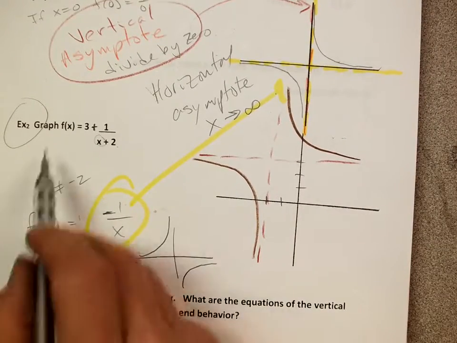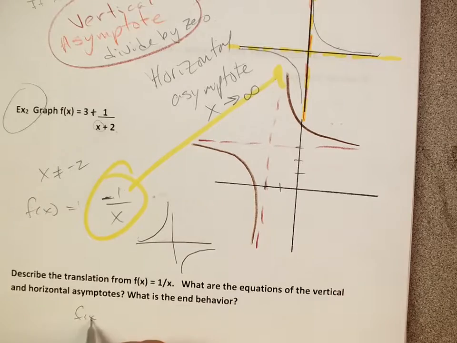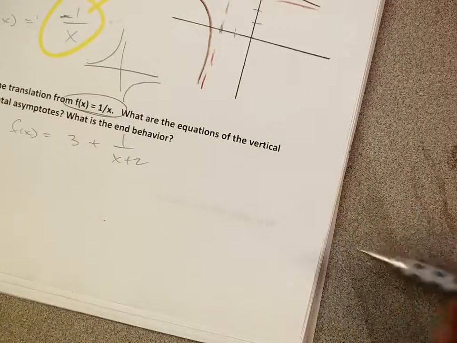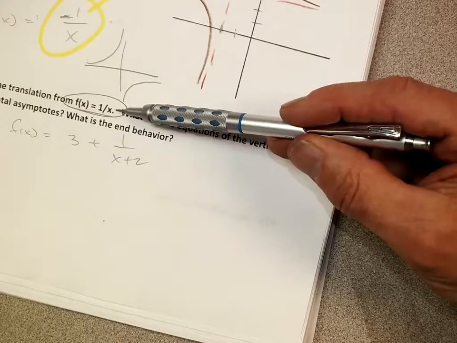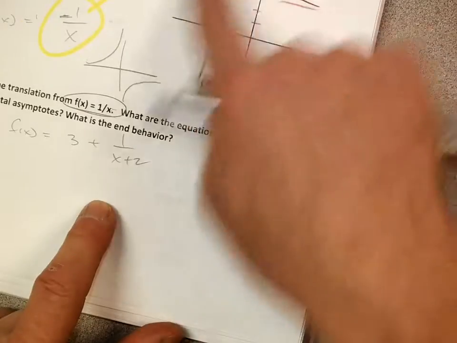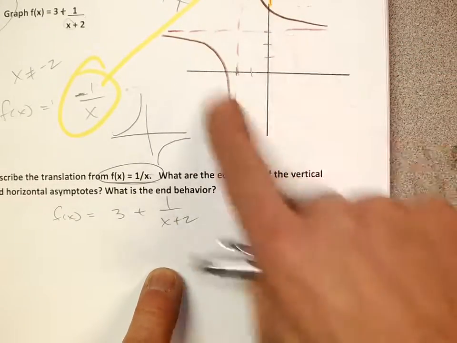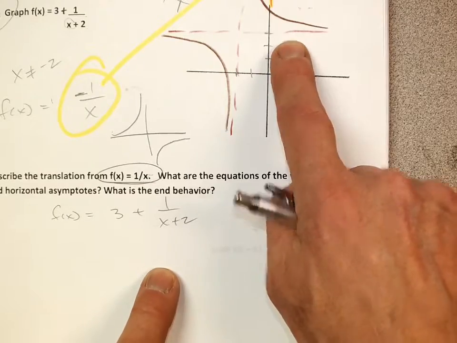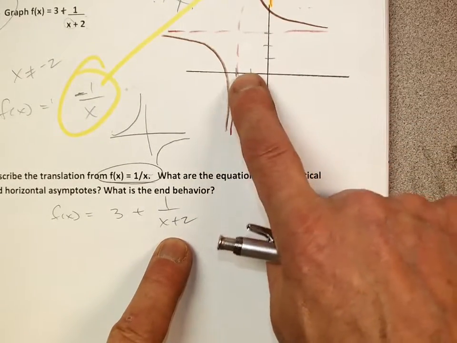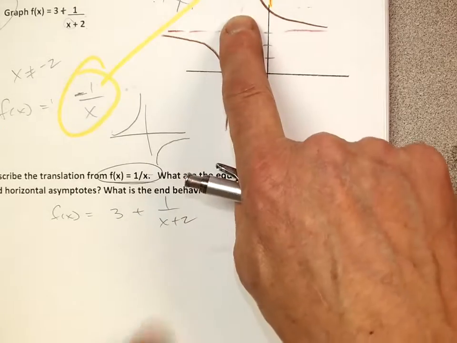Now, let's go back to f of x equals 3 plus 1 over x plus 2, because it says describe the translation. So we want to describe the translation from 1 over x to this graph, 3 plus 1 over x plus 2. So what happened in this graph right here? It got moved. Where did it get moved to? This graph got moved, didn't it? Over 2, up 3. It went to the left 2 and up 3, right?